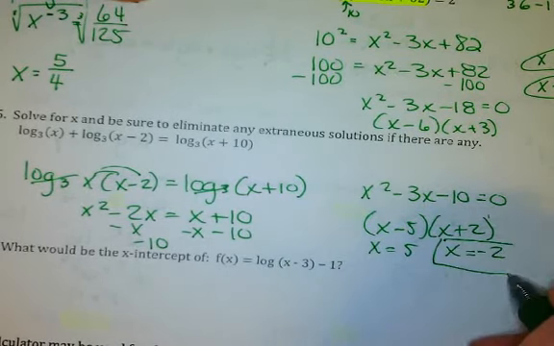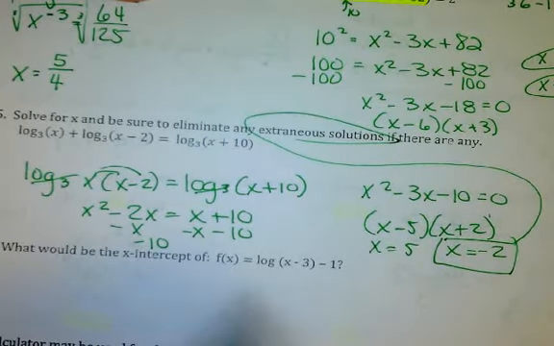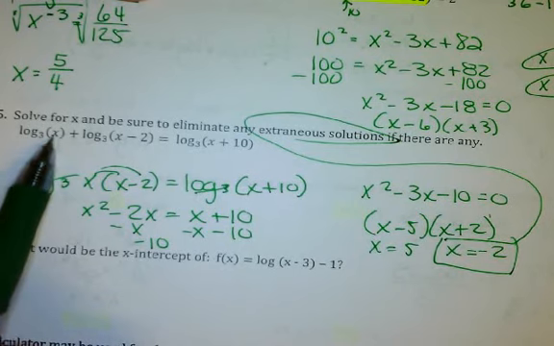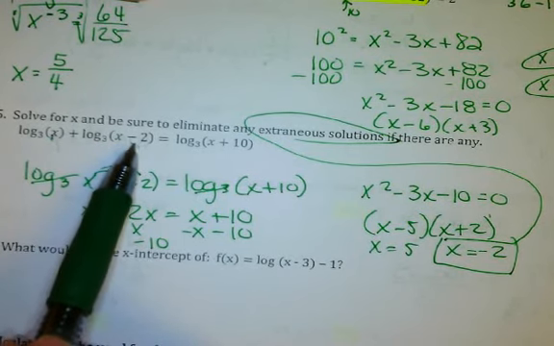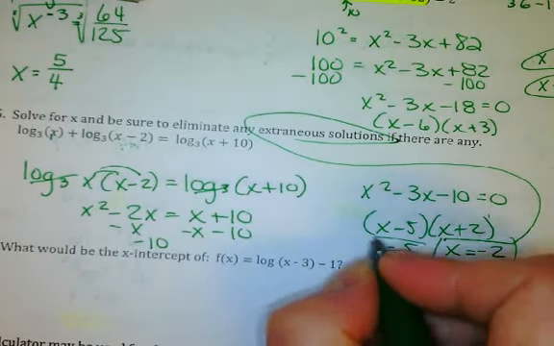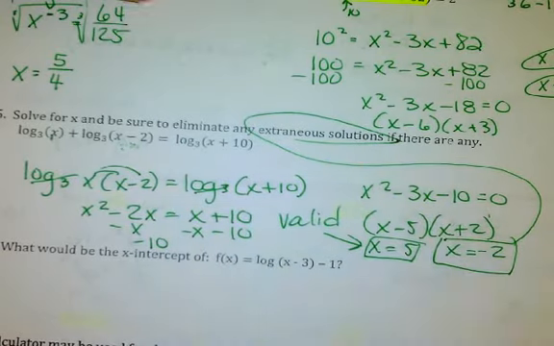All right, this will be my extraneous solution, because if I put in a negative 2 here, you can't have a negative there. You can never have negatives here once you substitute the answer in. So this is my extraneous, and this is my valid solution.